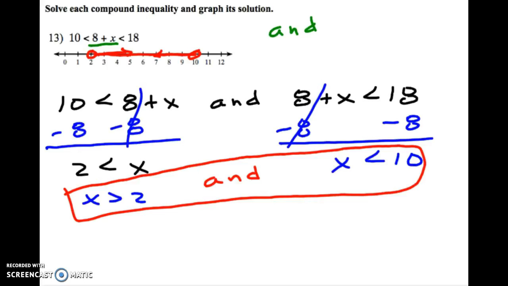Now this would be an opportune time to point out there's another way that they write answers for these types of and questions. Since we're doing the stuff between the 2 and the 10, we can write it out this way, where 2 is less than x, which is less than 10.